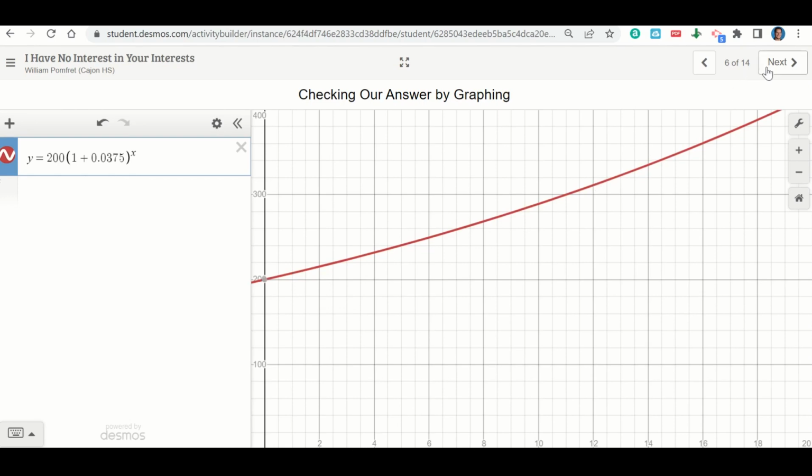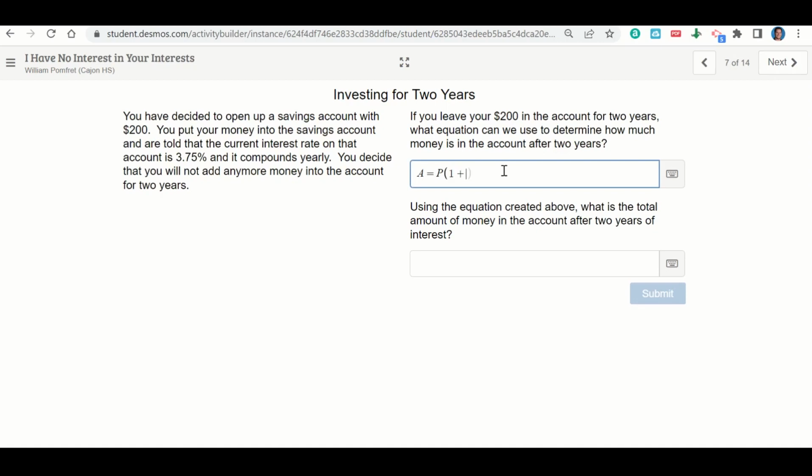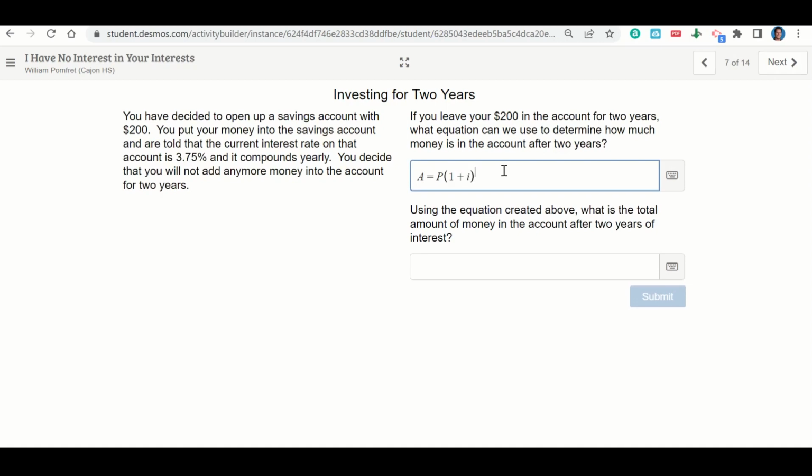So now we can move on to the next one. It says you have decided to open up a savings account with $200. You put your money into the savings account and are told that the current interest rate is 3.75% compounded yearly. You've decided that you will not add any more money into the account for 2 years this time. So now how much money do we have after 2 years? So again, same thing. A equals P times 1 plus I to the n.